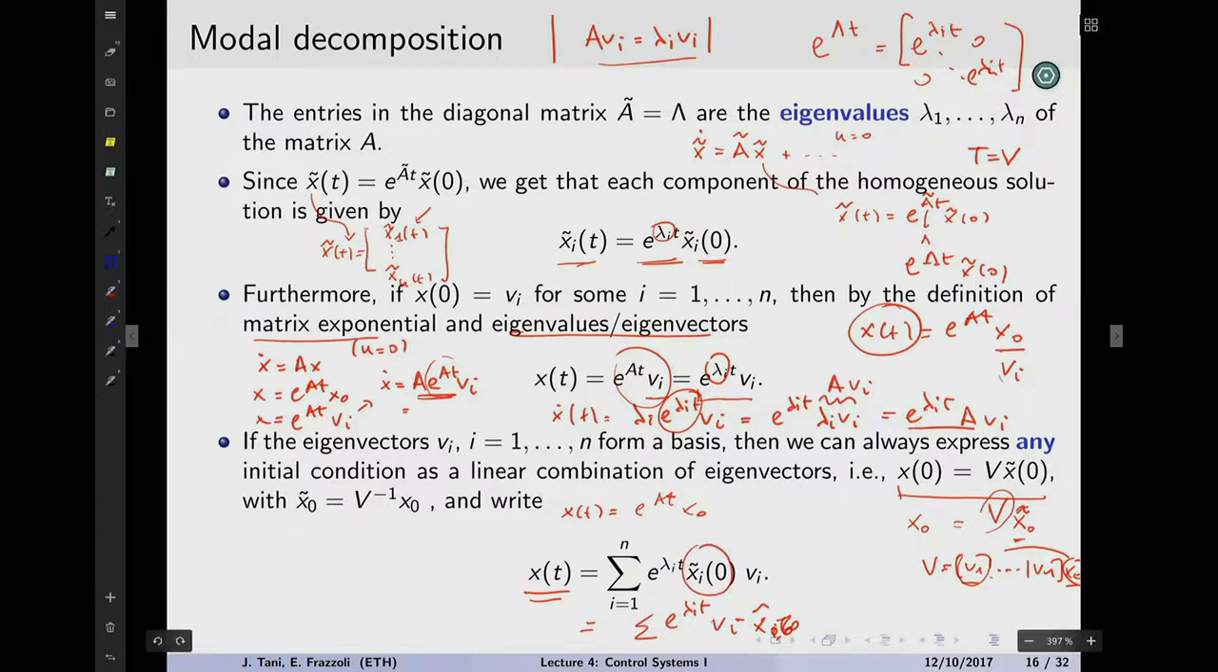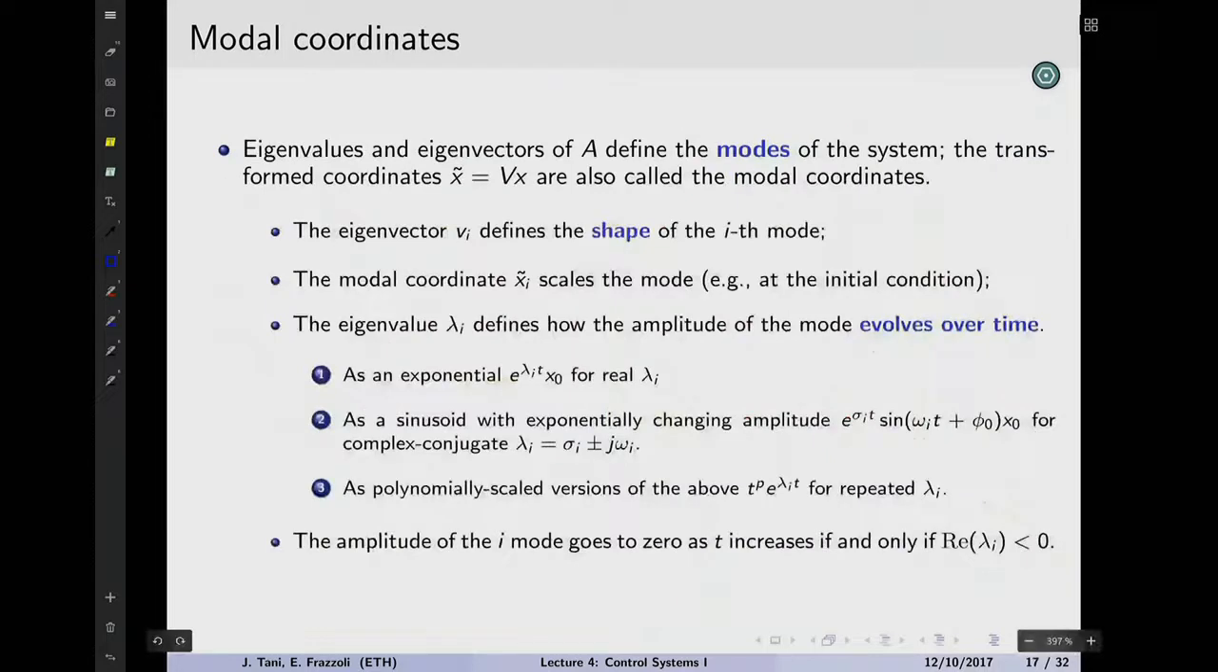So why is this relevant? It's relevant because now we showed that we can break down the evolution of a linear time invariant system into a bunch of directions that are related to the eigenvalues and eigenvectors of the A matrix. These combinations of eigenvalues and eigenvectors are called the modes of the system, and the x tildes are called the modal coordinates. So the eigenvectors represent the shape of each mode. The x tilde i represents some sort of weight on each mode at the initial conditions.